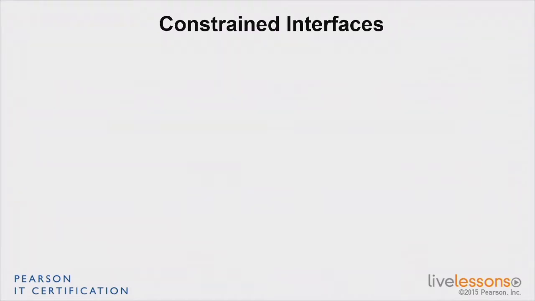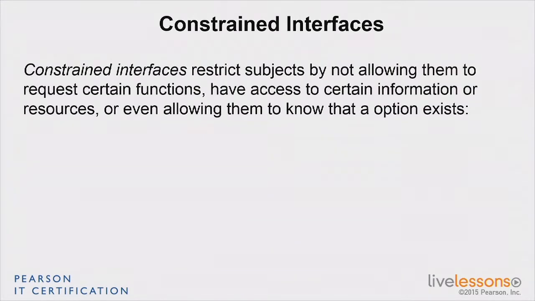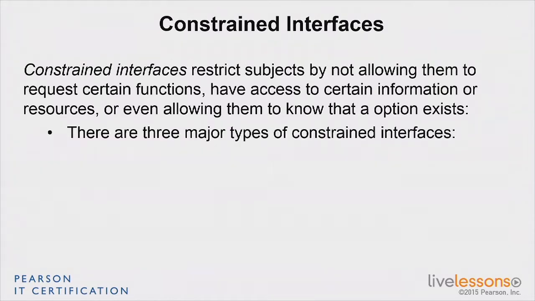And lastly, we have constrained interfaces. Constrained interfaces restrict subjects by not allowing them to request certain functions or to have access to certain information or resources, or even allowing them to know that an option exists. So the interface is just what's presented to the subject or the user, and we're restricting them by what they can see. There are three major types of constrained interfaces.